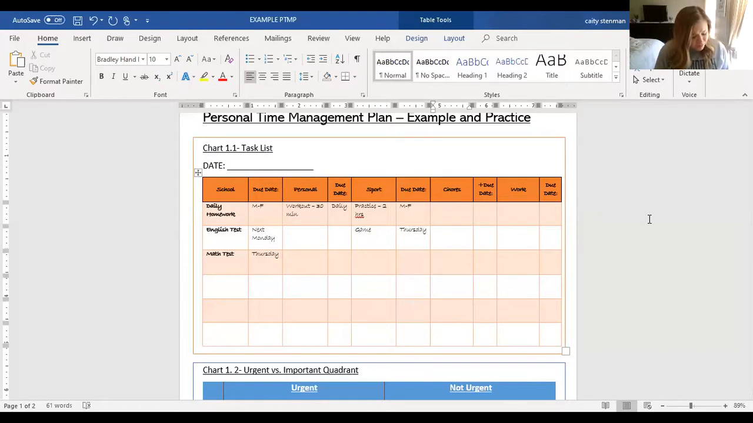So I would ask, what are things in your life that are a responsibility to you? And that's what we're going to start filling in up top here. So school is a responsibility. Absolutely. What about chores? Chores is a responsibility. That's right. Work. What about what is a priority to you?